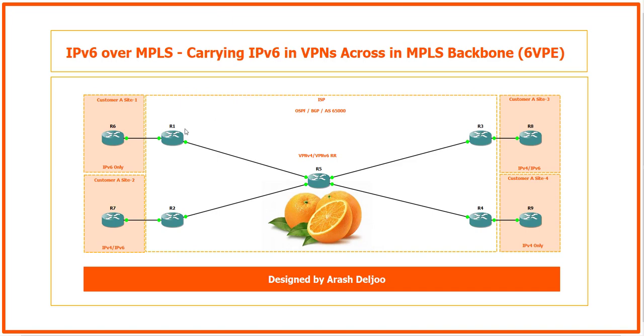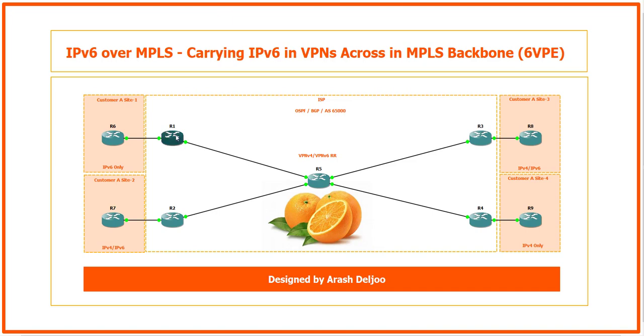But let me say that here, as you can see, we have a customer A with 4 sites, okay? Customer A site 1, customer A site 2, customer A site 3, and customer A site 4. Customer A site 1 is an IPv6-only site, and customer A site 2 is a dual stack site, meaning both IPv4 and IPv6 need to be forwarded from this site. In customer A site 3 we again have a dual stack site, and in customer A site 4 we have only IPv4 networks. This means that we can configure 6VPE in these networks, and after that we have connectivity between the IPv4 addresses of the different sites and also the IPv6 addresses of the different sites.